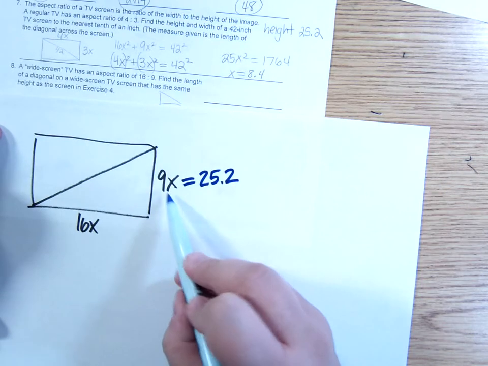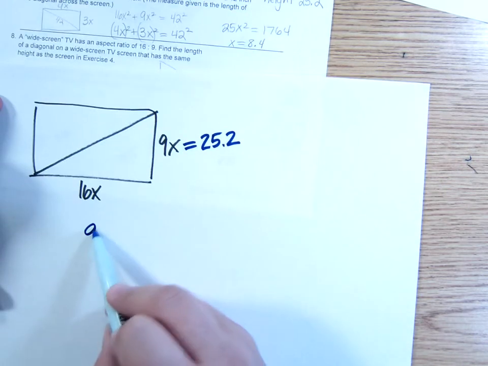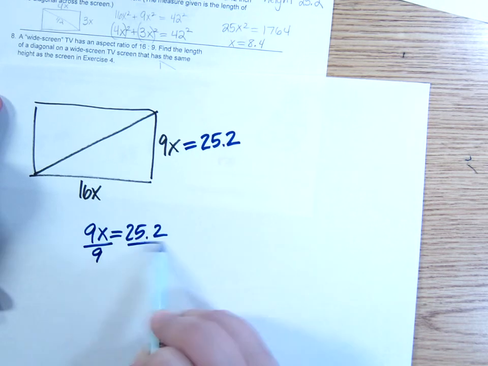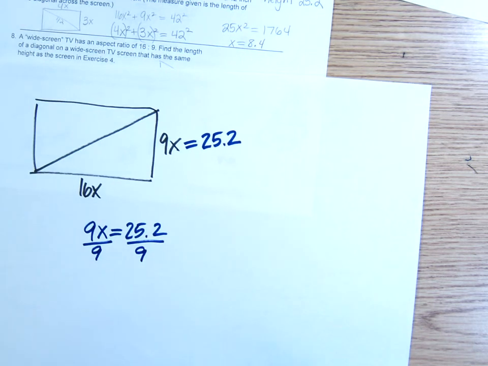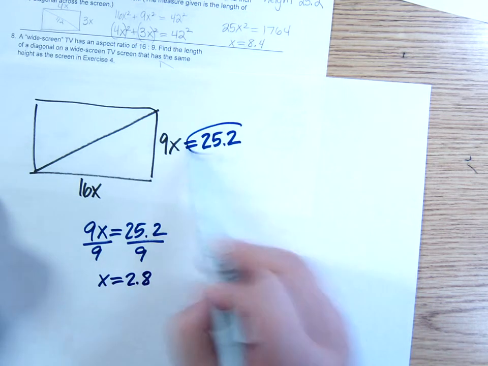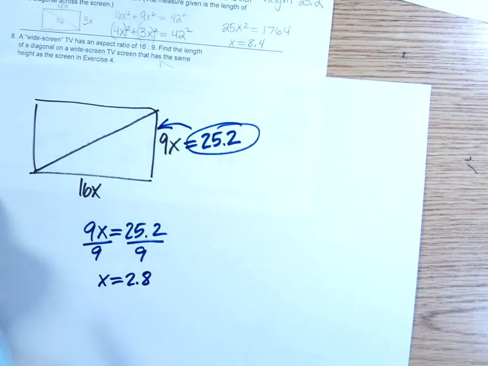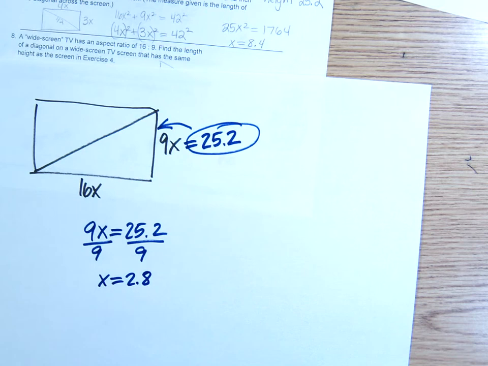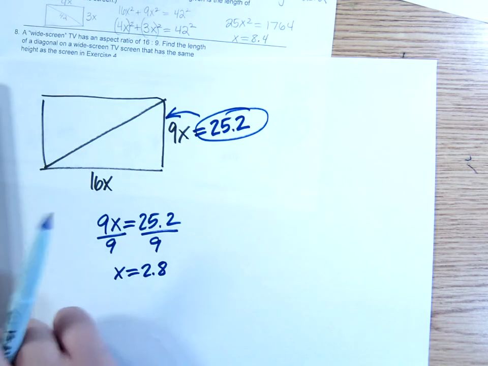If 9x equals 25.2, I'm going to solve and figure out what x is. So I'm going to divide both sides by 9. And when I divide 25.2 by 9, I get 2.8. X is 2.8. We already know this is 25.2. If I know that x is 2.8, I can find this width as well. So I have 16 times 2.8. 16 times 2.8 gives me 44.8.